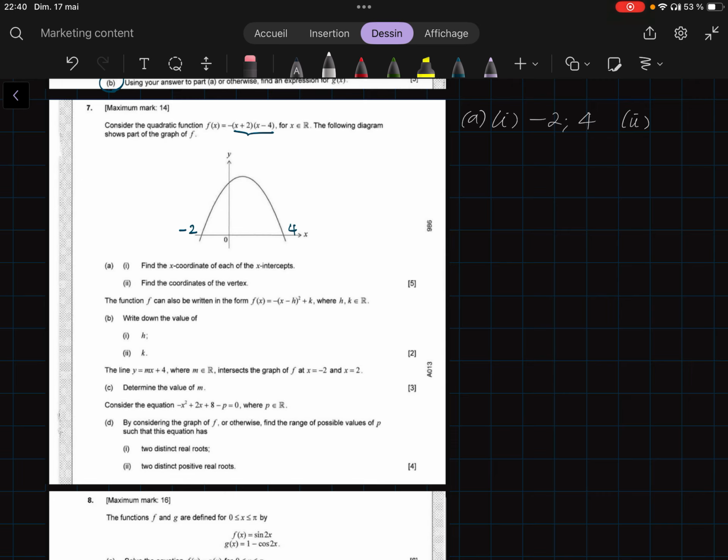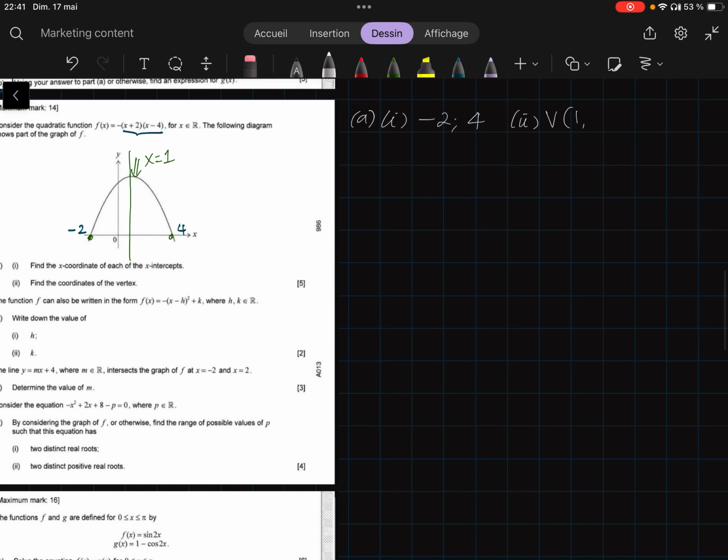Part 2. Find the coordinates of the vertex. Now, we know the vertex is always at the midpoint of the two roots. So because of that, we know that the axis of symmetry would be x equals 1, and the x-coordinate of the vertex is going to be 1.